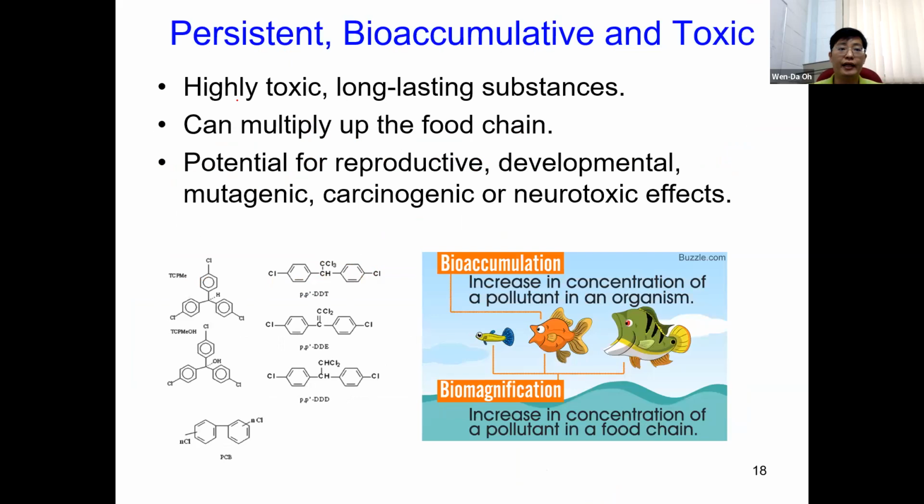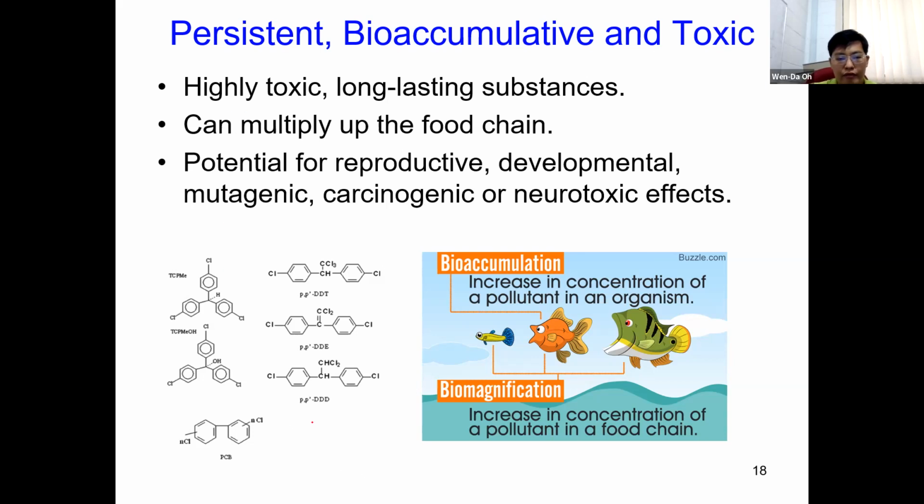And then the other class is persistent, bioaccumulative, and toxic. Persistence means that it's very difficult to degrade this kind of pollutant. It will be in the environment for many, many years, in many generations. Bioaccumulative means that it can be in the organism for a long time, and it can move up the chain.